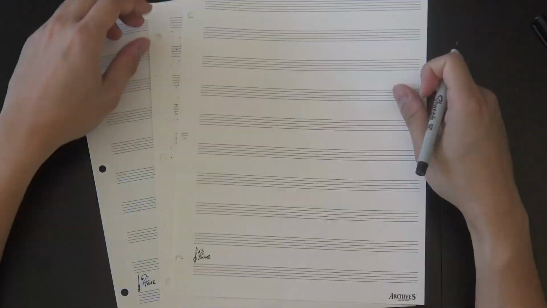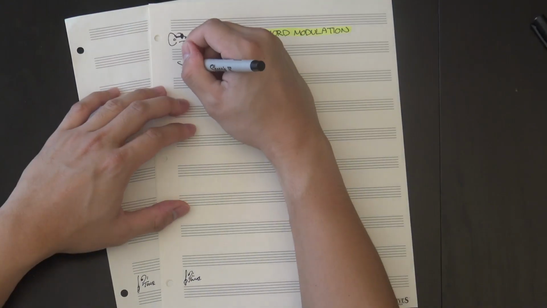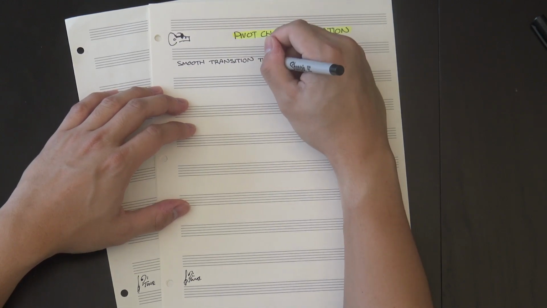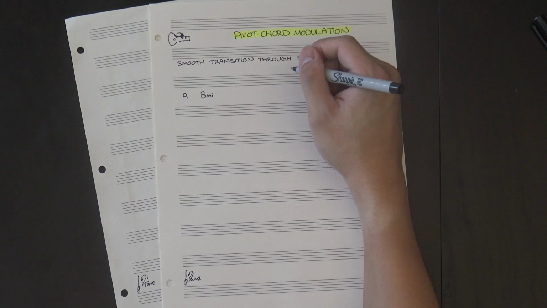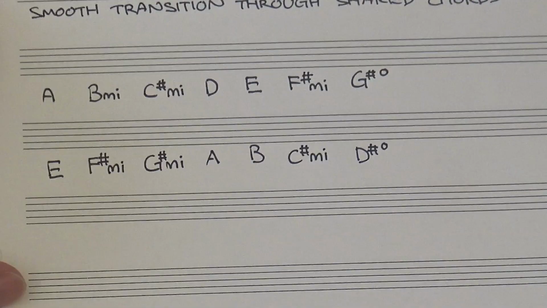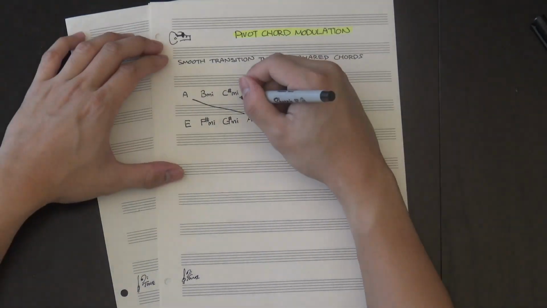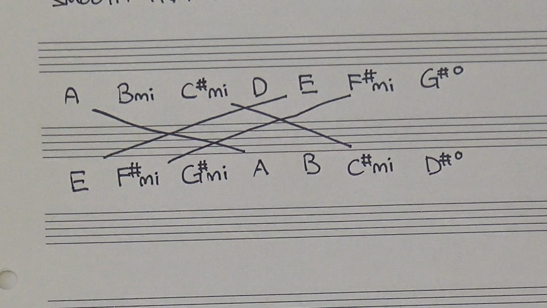The last type I want to talk about is a more complicated concept called pivot chord modulation. Pivot chord modulation is where you smooth out the transition by using one or more chords that are in both keys. For instance, here are all the triads in A major. Now here are all the triads in E major. We can see at a glance that a lot of these are the same. They both have A major, C sharp minor, E major, and F sharp minor. Any of these chords are viable pivot options.